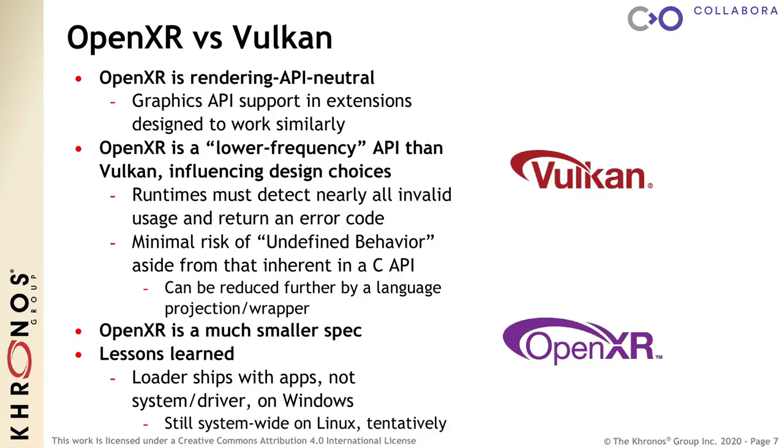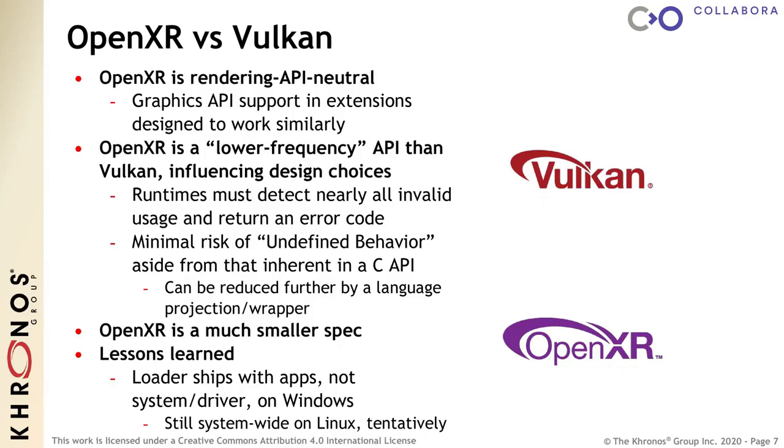In Vulkan, there's valid usage that is only checked by the validation layers, and if you pass invalid usage, there may be undefined behavior or unspecified behavior by the driver. Whereas in OpenXR, we have a validation layer. It provides useful information, but most invalid usage also has an error code that would get returned, and that is required by the specification for the runtime to return.